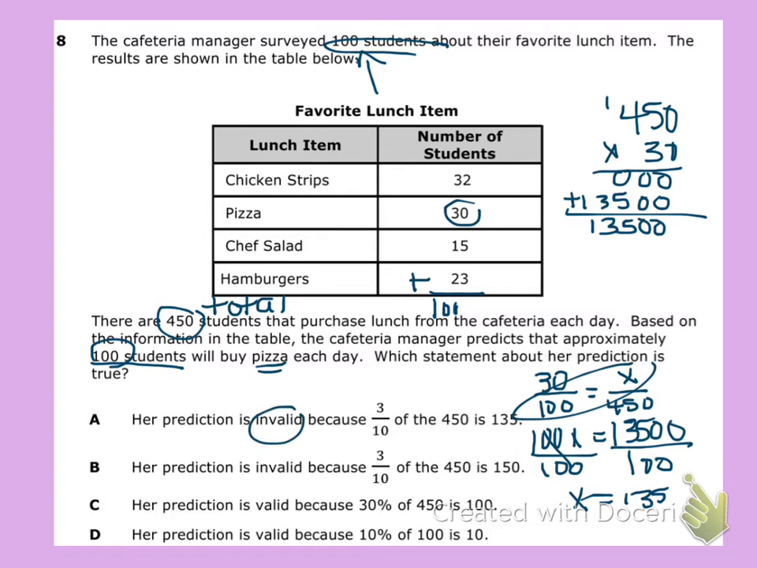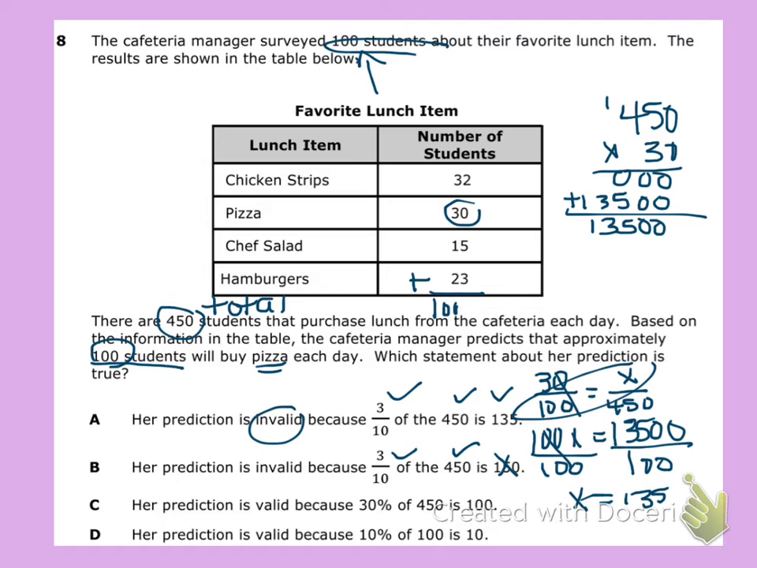So it's saying invalid because 3/10 of the 450 is 135. Okay, so did we use 3/10? Yes. 30 over 100 does simplify to 3/10. Is 3/10 of 450 135? Yes, it is. And she's saying that approximately 100 students. Well, we got 135, right? Her prediction of 3/10 of 450 is 150. That's not true.